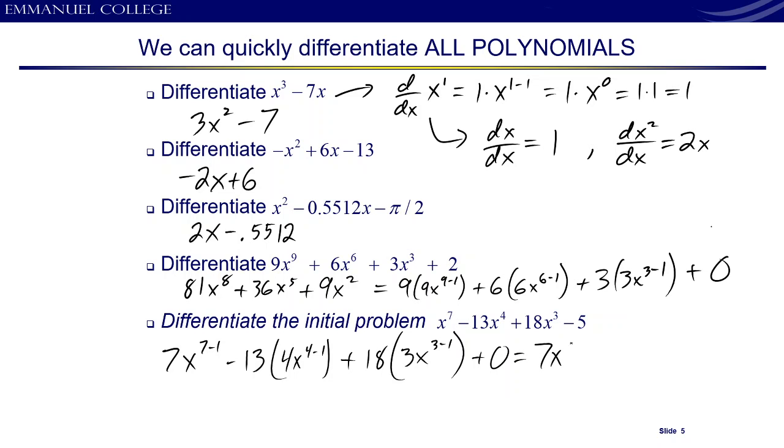So we'd have 7x to the 6th minus 52x cubed plus 54x squared. You didn't have to do a bunch of multiplication. The worst multiplication you had to do was like 13 times 4 and 18 times 3. But sure as heck beats doing the difference quotient on x plus h to the 7th.